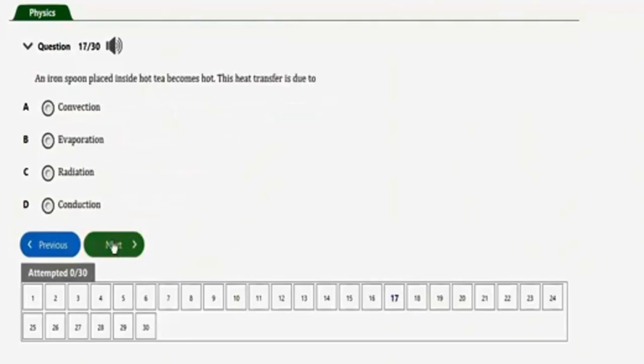It says, an iron spoon placed inside hot tea becomes hot. This heat transfer is due to, so guys, the correct option to this question is what? Option D, conduction. An iron spoon placed inside hot tea becomes hot. The heat transfer is due to conduction. Let's go to the next repeated question, which is this one.